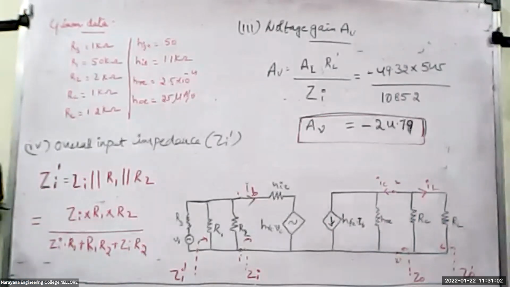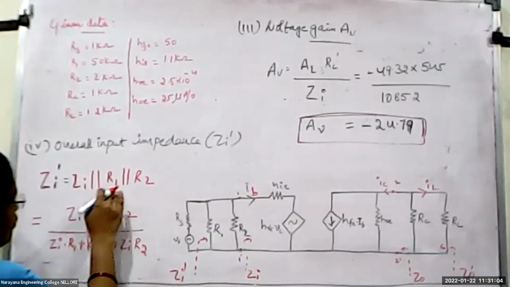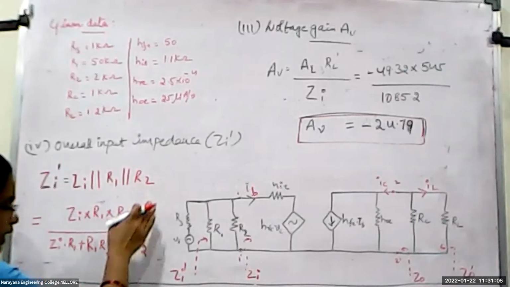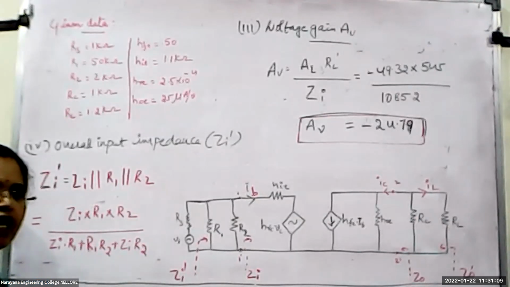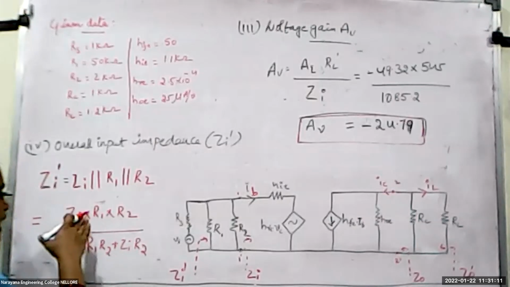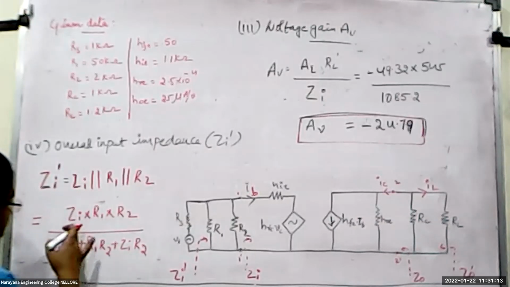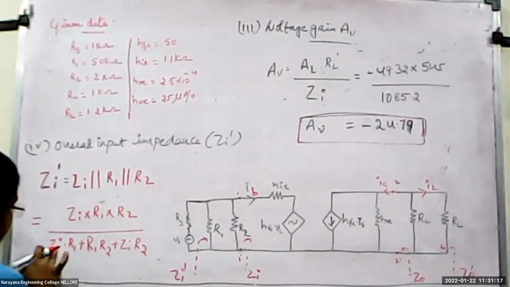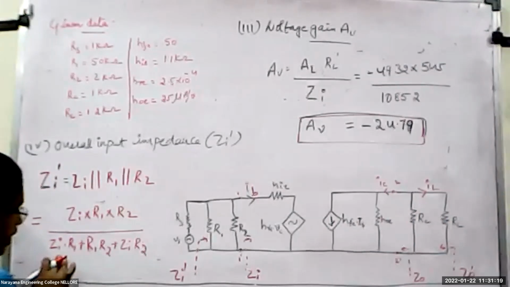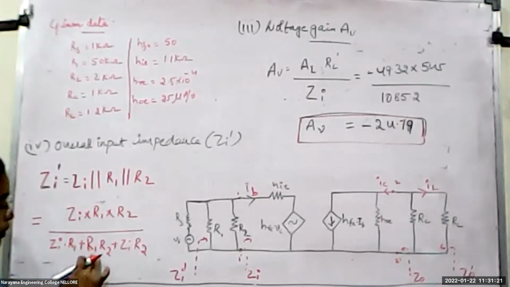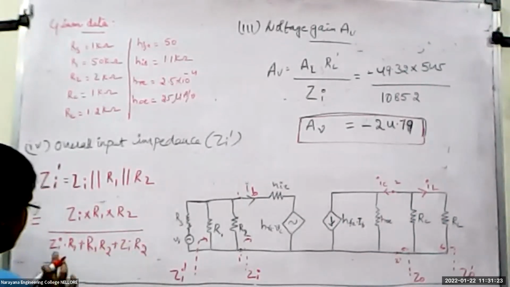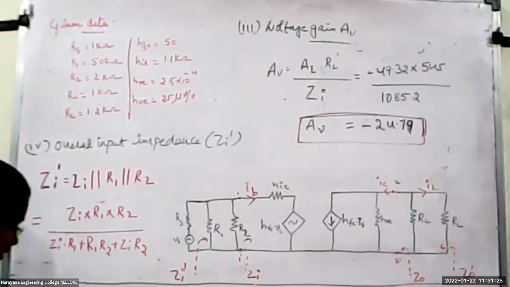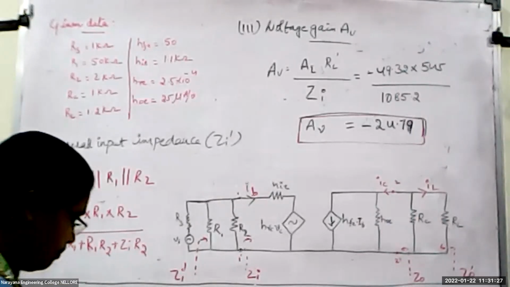Otherwise, first you do the parallel combination of R1 and R2. You get R equivalent, and that R equivalent is parallel with Zi. It is the same thing. So directly I am writing Zi into R1 into R2 divided by Zi into R1 plus R1 into R2 plus Zi into R2. Substitute all the values in the above equation.